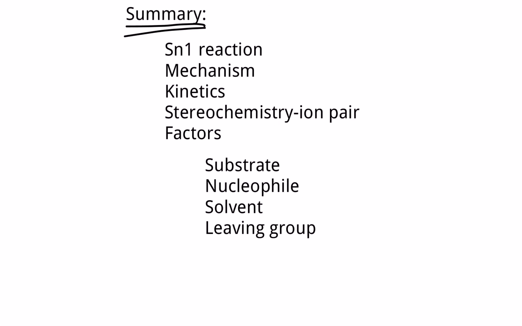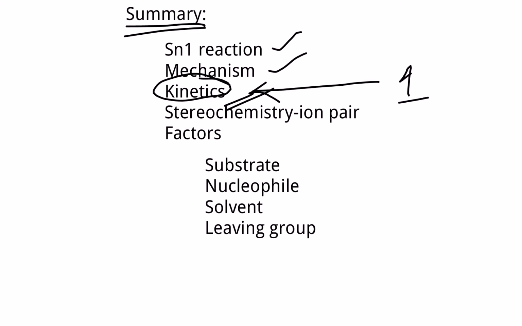To summarize, we've discussed the SN1 reaction and its mechanism, which involves two steps: first, generation of the carbocation, which is a slow step, and second, attack of the nucleophile on the carbocation generated. We also discussed the kinetics of this reaction, which does true justice to its nomenclature as unimolecular, and that term comes from the kinetics of the reaction, which proves that the reaction follows first order kinetics.